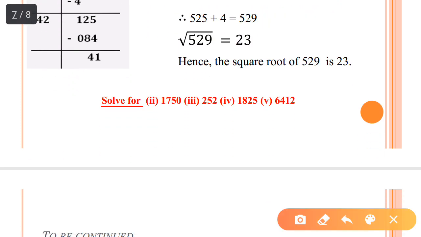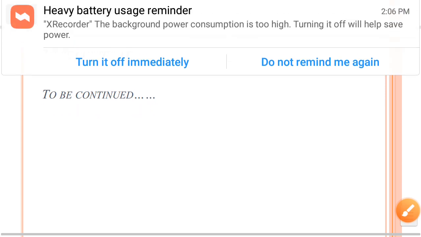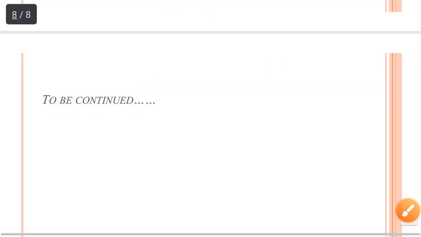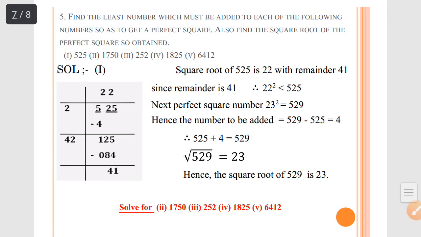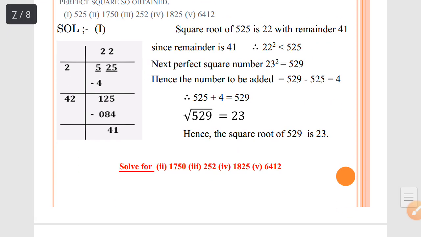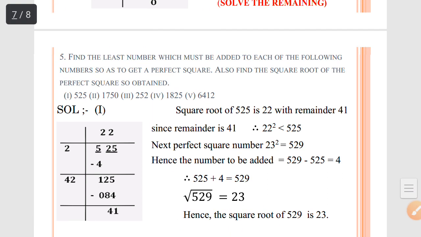Similarly, we can solve it for these problems. So for now we have solved question 5. The next video will contain the remaining questions of exercise 6.4.